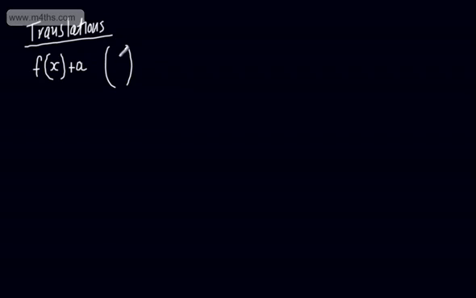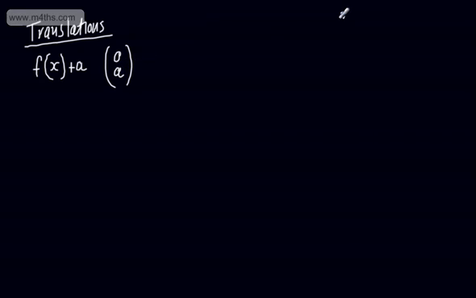We're going to start off with translations. So if we're translating a graph, we don't alter its shape, we simply pick the graph up and move it. We're going to consider two different types of transformations, one in the y direction and one in the x direction. So the first one we're going to look at is the f of x plus a. This is in the y direction and we can represent this with a vector of 0, a.